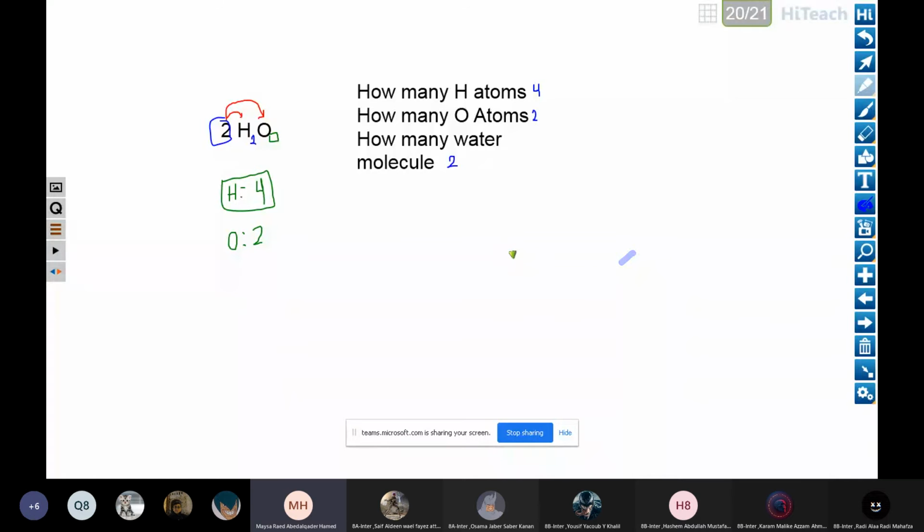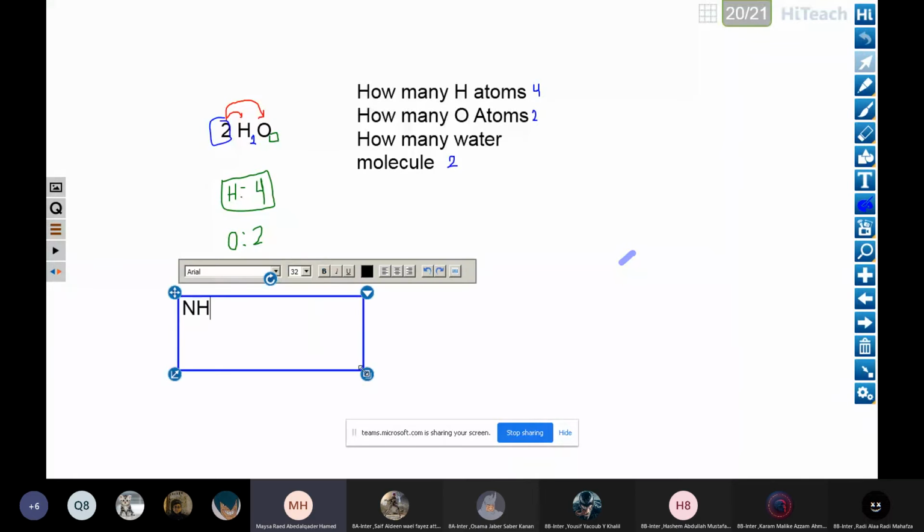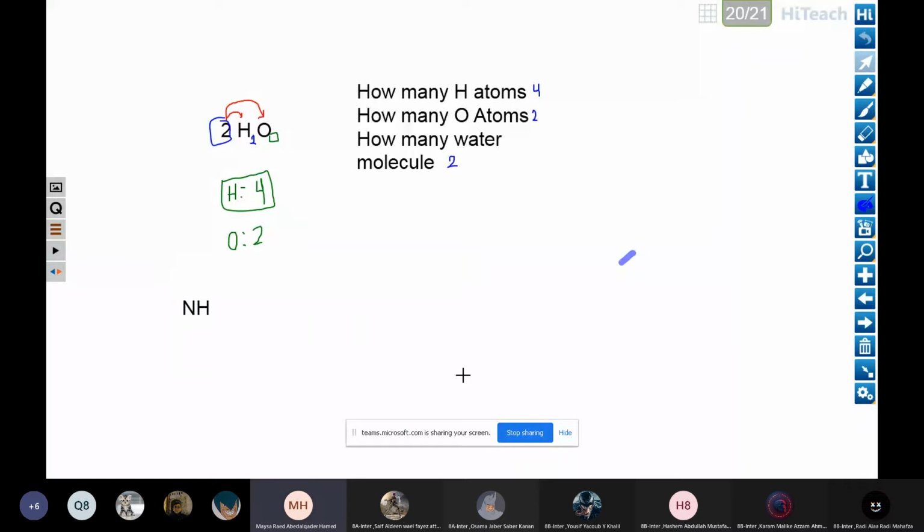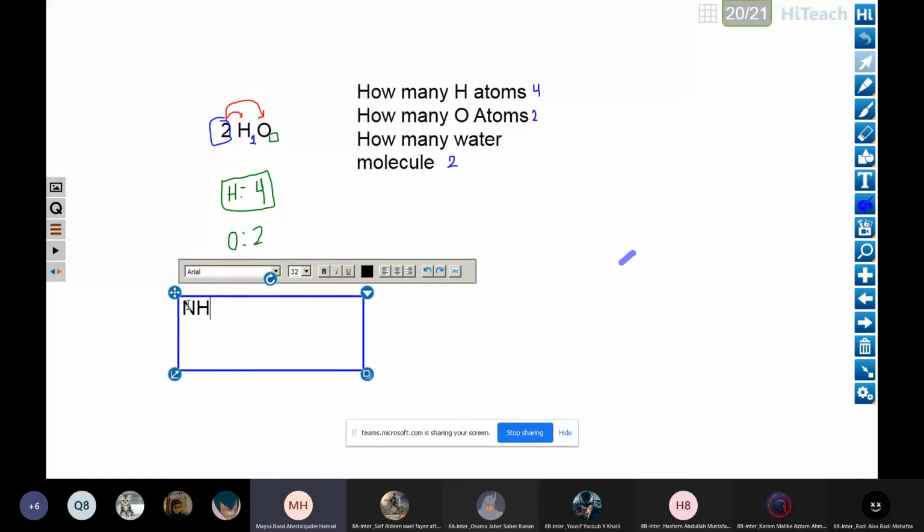Yes, Miss, clear. Write this down, or take a screenshot. I'm going to give you another example. The other example you have 3NH3.